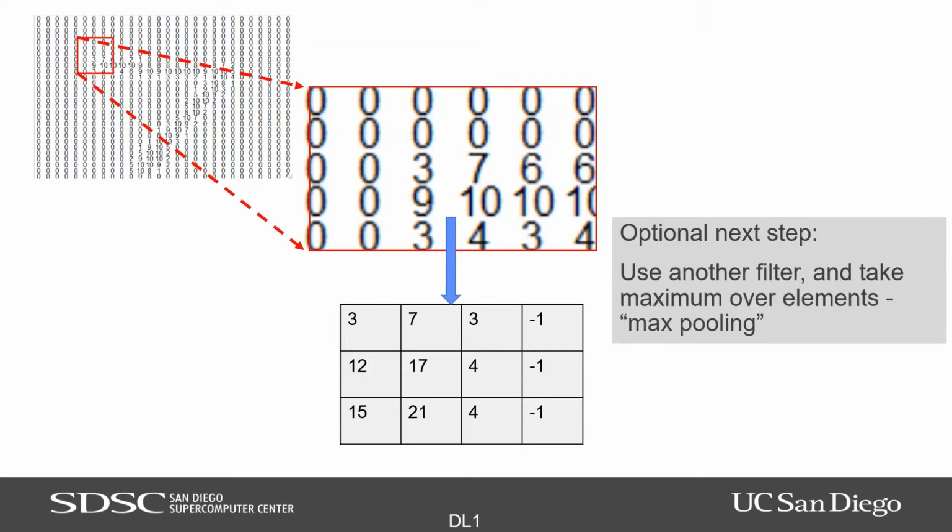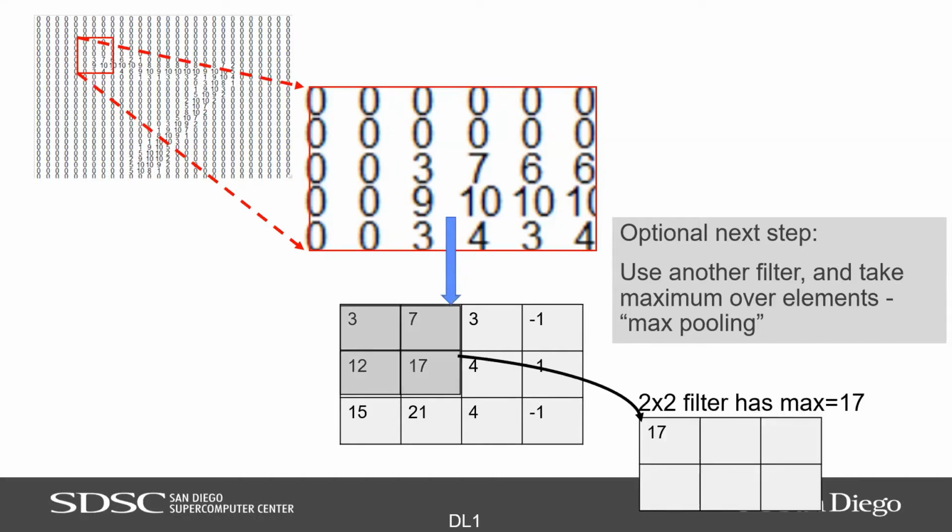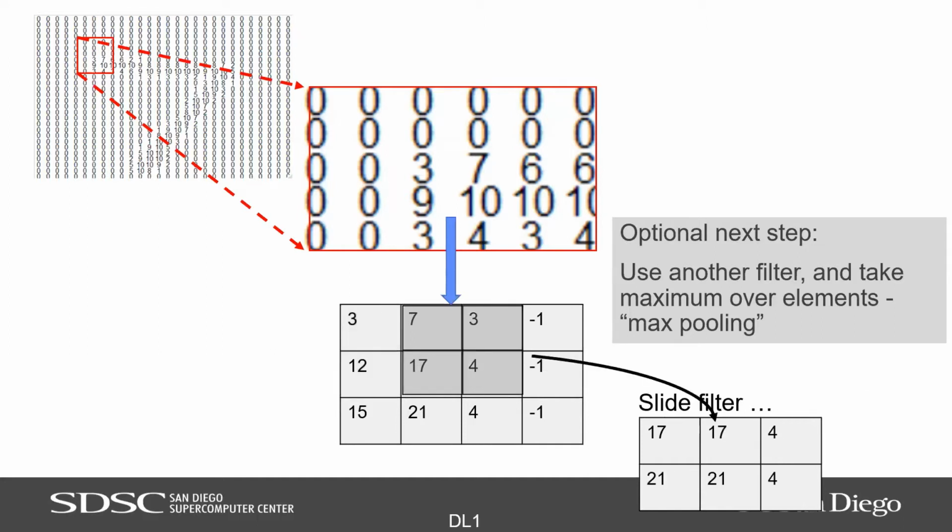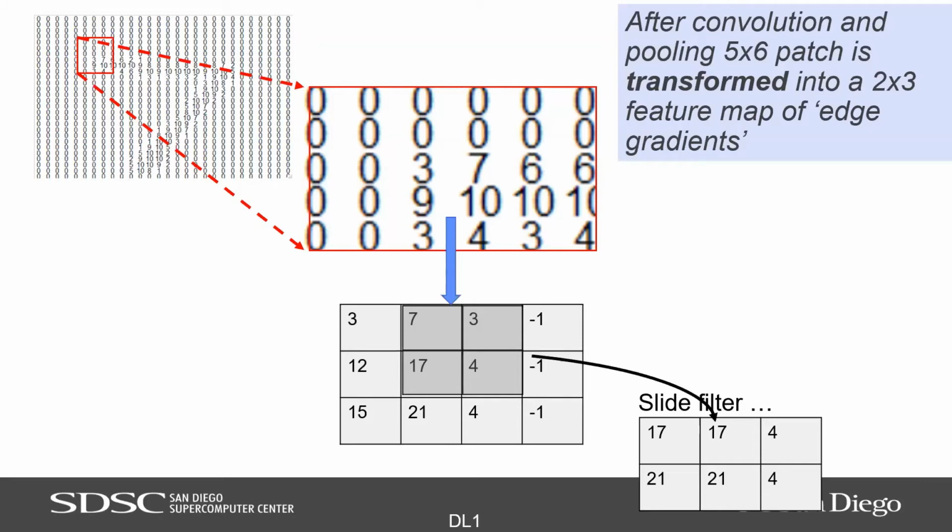Another next step that people have found useful is to take a maximum over a certain amount of this output map. A typical thing people do is look at a 2x2 patch and take a maximum. In this case, the max is 17. We'll just slide that filter and keep going. You started out with a 5x6 patch, and now we've transformed it into a 2x3 feature map that represents the edge gradients. And this is the basic operation of what a convolution is doing.